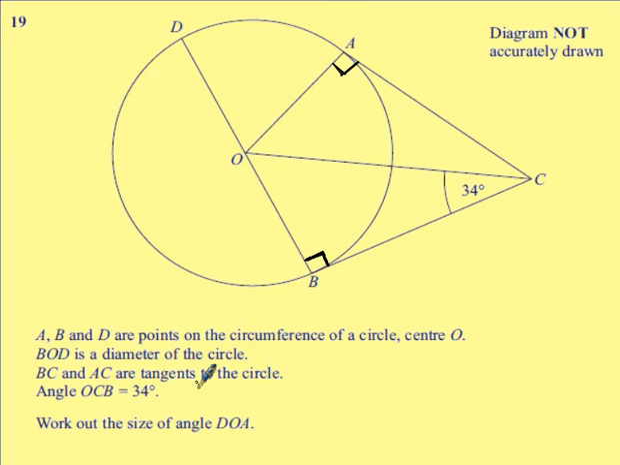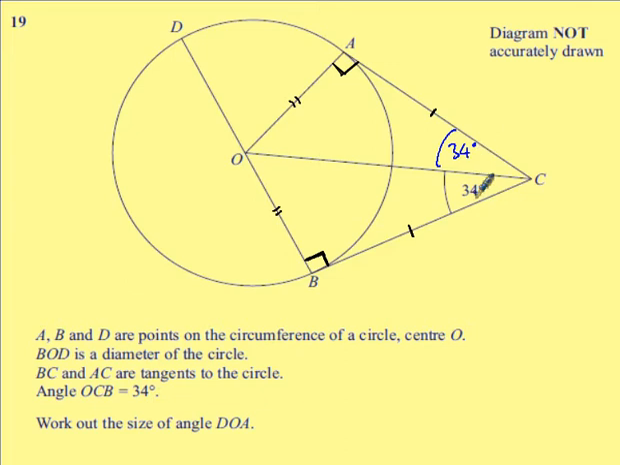Now, finally, I know that two tangents from the same circle that meet at a point are the same length. So I know that these sides are the same length. This is a radius, and this is a radius. So I know that these two sides are also the same length. So what I have here is in fact similar triangles, because they share two angles and two sides. So here I can note in that this angle will also be 34 degrees.